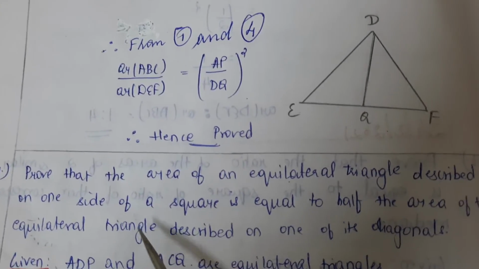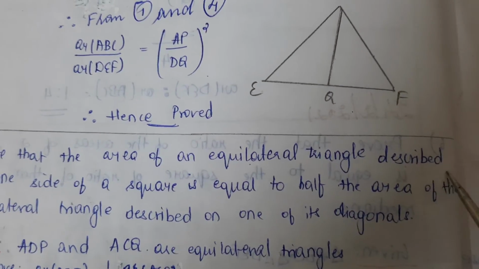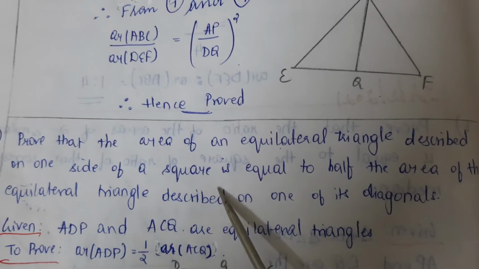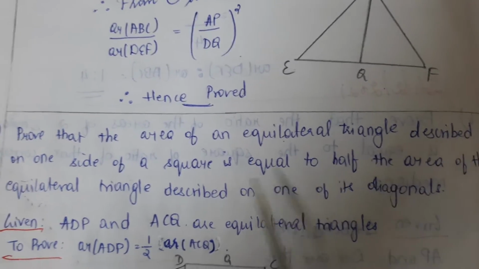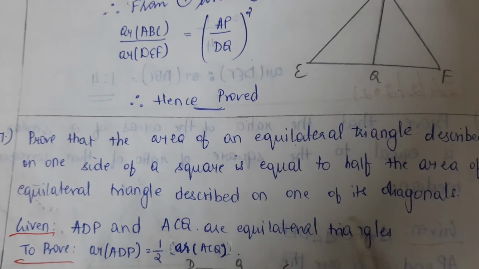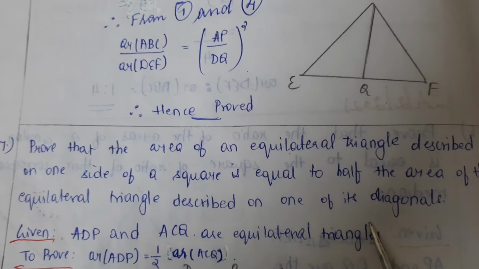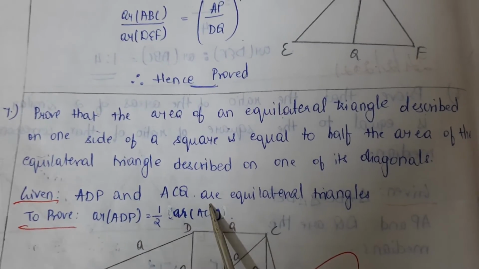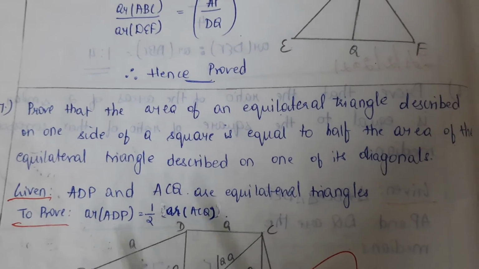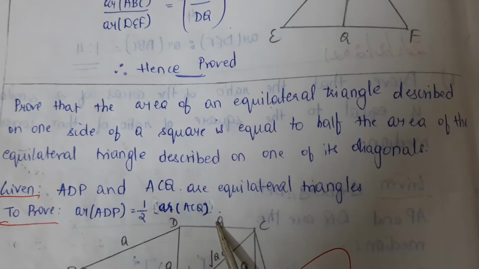The next question is, prove that the area of an equilateral triangle described on one side of a square is equal to half the area of the equilateral triangle described on one of its diagonals. So there are two equilateral triangles. Let us take the triangles as ADP and ACQ. Two equilateral triangles. We have to prove area of ADP is equal to half the area of ACQ.